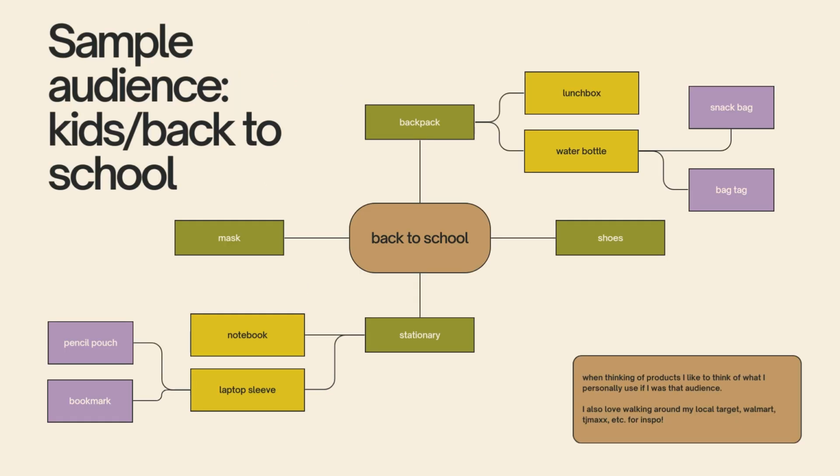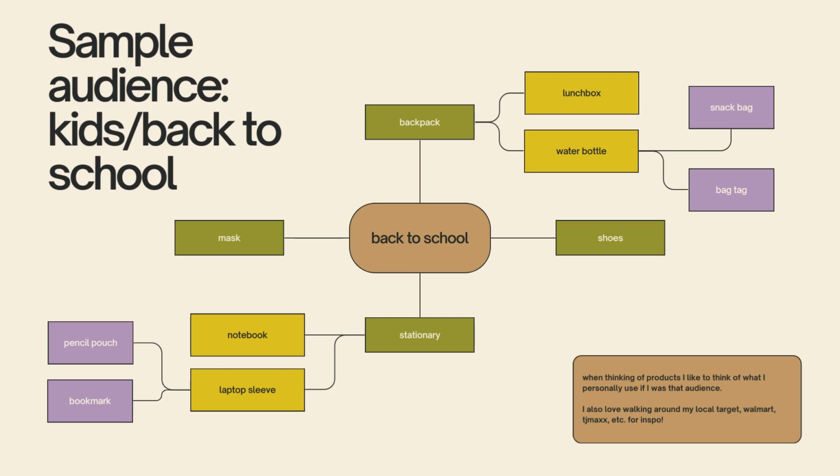For example, my sample audience is going to be kids and back to school. If you have browsed around any department store like Target or Walmart recently, you've probably seen the back to school section and all of the products that are in that area for back to school and kids. So for this example, I'm going to show you some product ideas, as well as some subcategories of products that you could potentially be creating for your ideal audience.